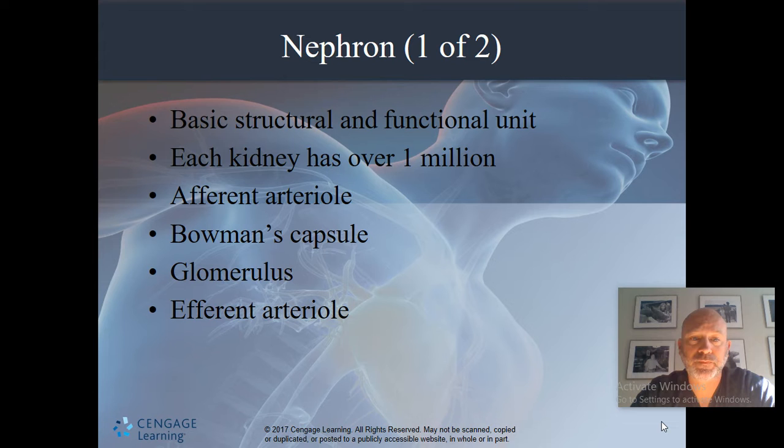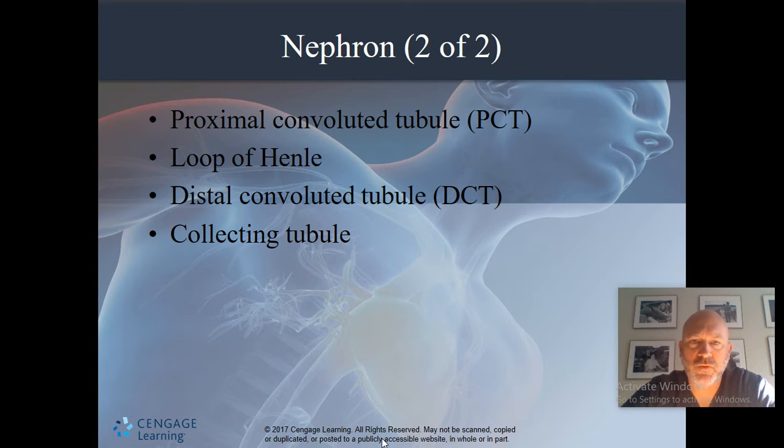All right. So there's a lot of different parts. This slide and the next slide just list all the different parts: the afferent arteriole, Bowman's capsule, glomerulus, efferent arteriole, proximal convoluted tubules, loop of Henle, distal convoluted tubules, collecting tubule. Those are all the main parts.